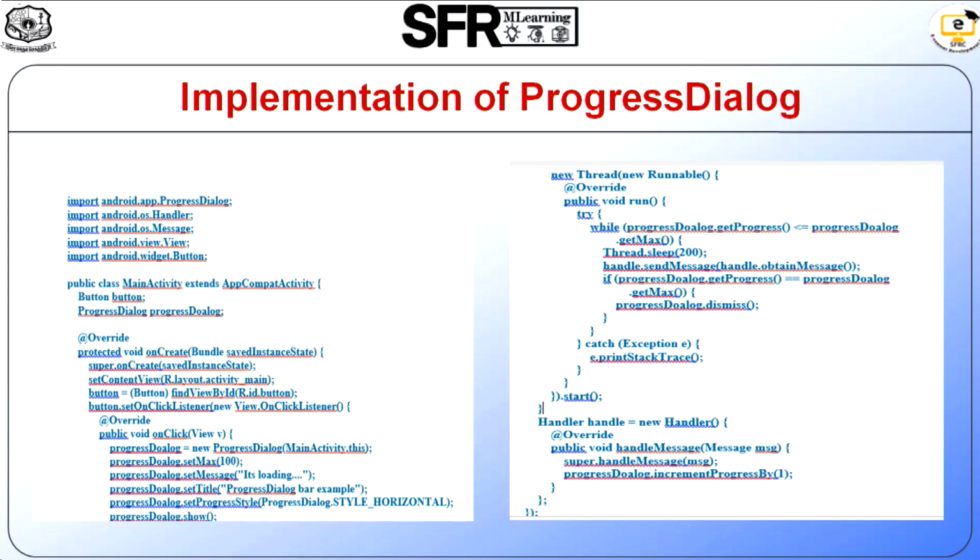Implementation: how to implement a progress dialog? In the given example, a horizontal progress dialog has been created. Additionally, we create a new thread and handler class to freeze the program for a few seconds and increment the progress value by 1 to complete the task.